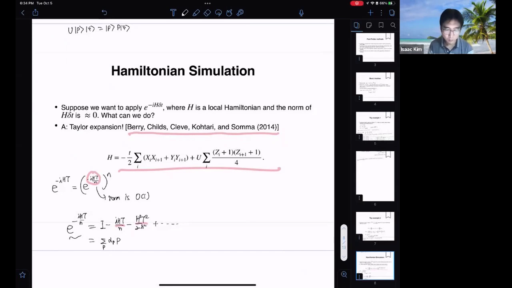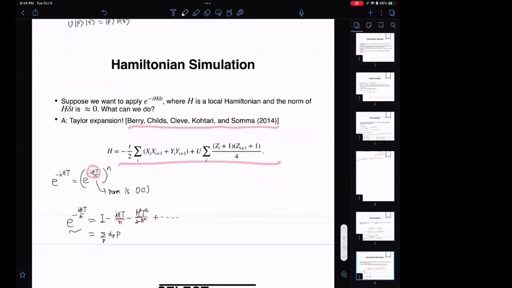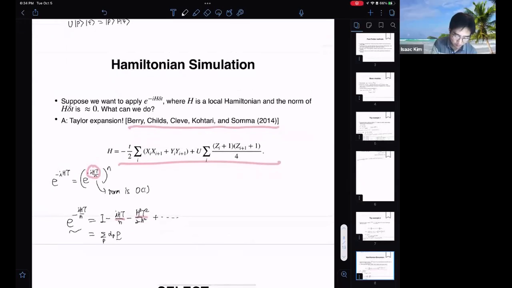Okay, this is the most general form. That's what you call a linear combination of unitaries. Right, yes. So this P, I chose them to be Pauli operators because that's a convenient choice, but it doesn't have to be. So H is not a unitary, but H is a linear combination of unitaries. So its powers are also linear combinations of unitaries.